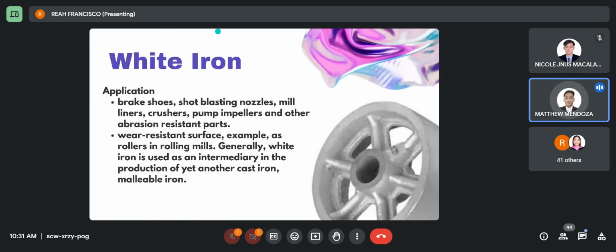So the application of white iron is mostly on brake shoes, shot blasting nozzles, mill liners, crushers, pump impellers, and other abrasion-resistant parts. Where a resistant surface is needed, for example rollers in rolling mills, generally white iron is used. As an intermediary in the production of yet another cast iron is the malleable iron.